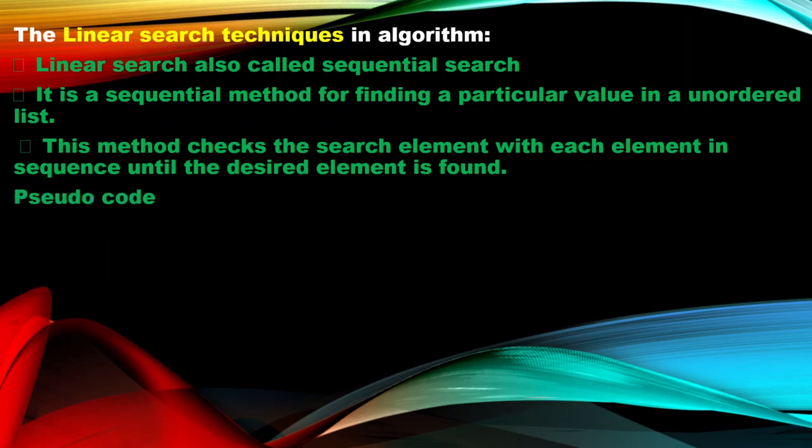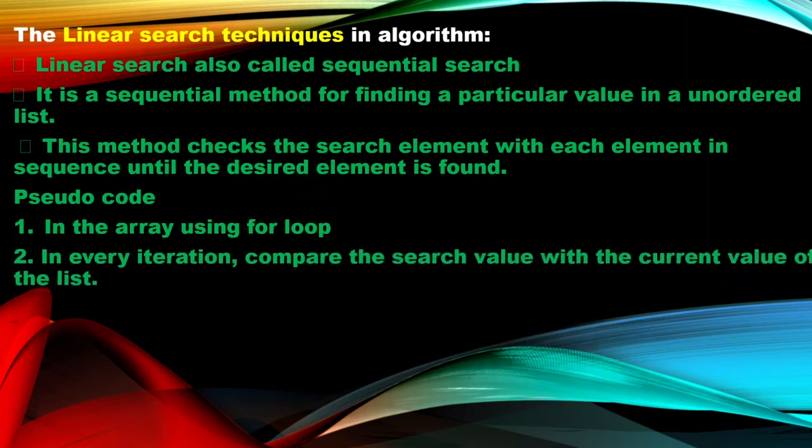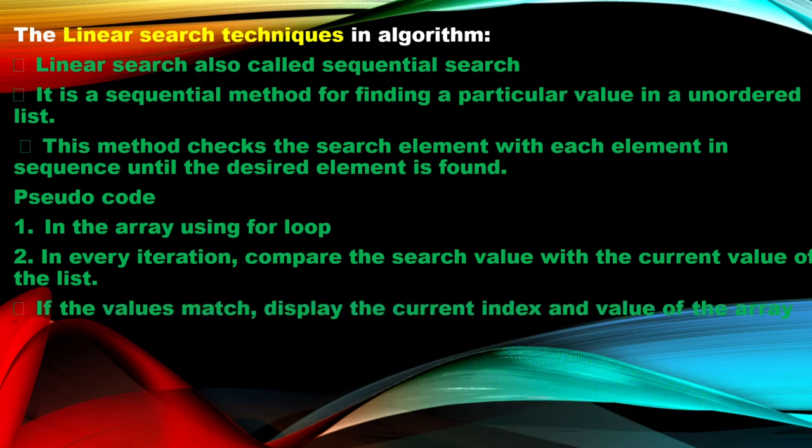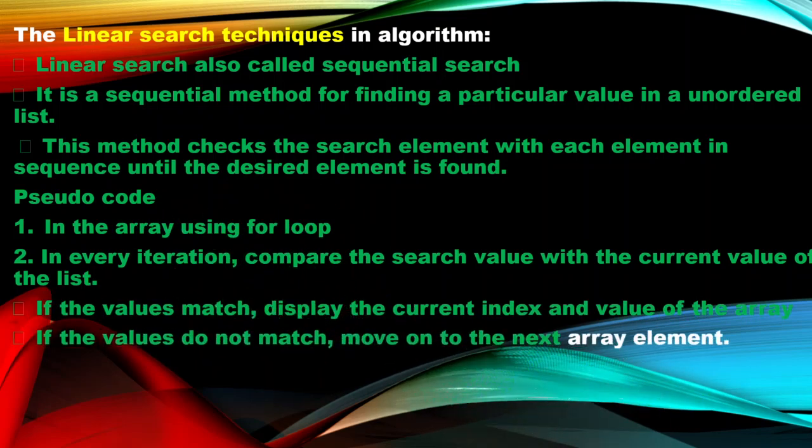Pseudocode. In the array, using a for loop, in every iteration, compare the search value with the current value of the list. If the value matches, display the current index and the value of the array. If the value does not match, move on to the next array element. If no match is found, display not found.